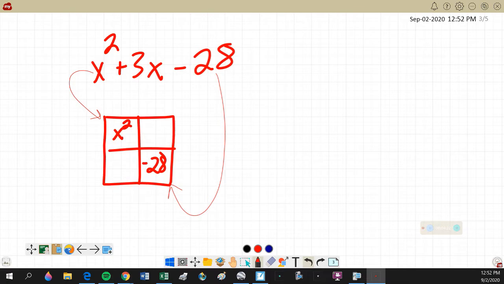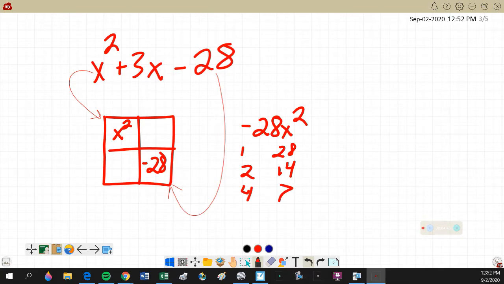Everybody follow? Now, I multiply those together, and I get negative 28x squared. And I'm going to write down all of the factor pairs for 28. So 1 and 28, 2 and 14, 3 does not work, 4 and 7, 5 and 6 don't work, and 7 is already listed, so I don't need to list it twice. All right? Now, are there two numbers in that list that multiply to create negative 28 and add to create positive 3x?